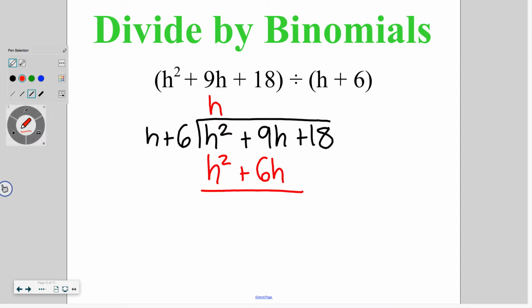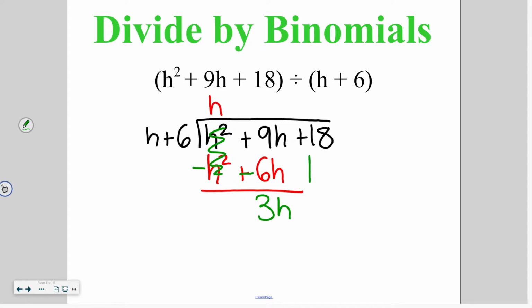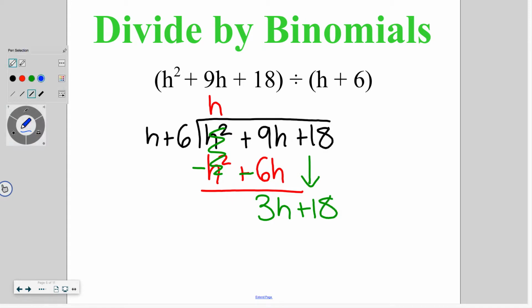Then, just like when you did long division, you're going to subtract. So h squared minus h squared makes that go away. And then I have 9h minus 6h, which gives me 3h. Just like long division, you're going to bring down the next piece, which is plus 18. Now we're going to go ahead and check how many times does h go into 3h, or what do we need to multiply by? The answer is multiply by 3.